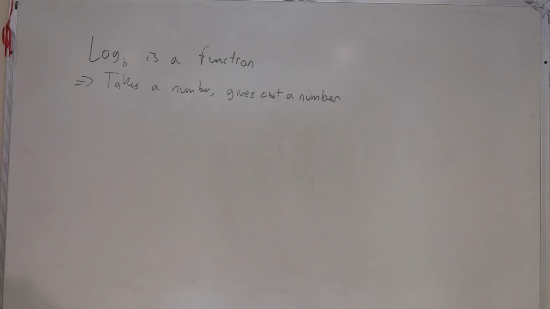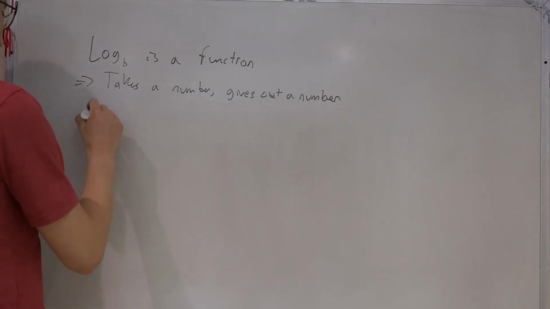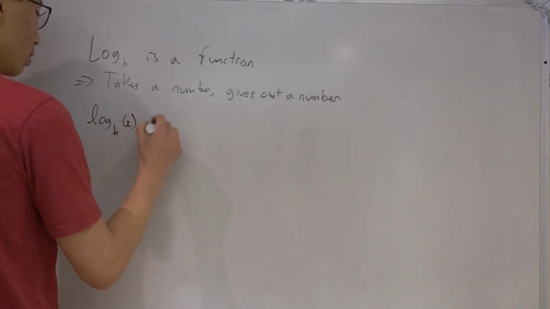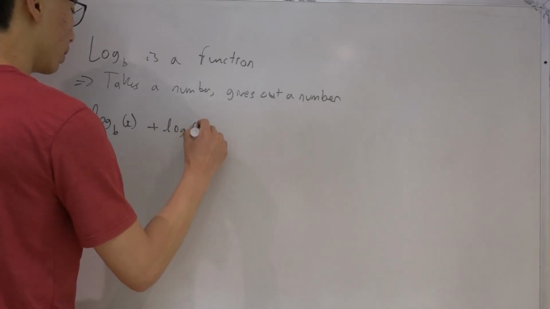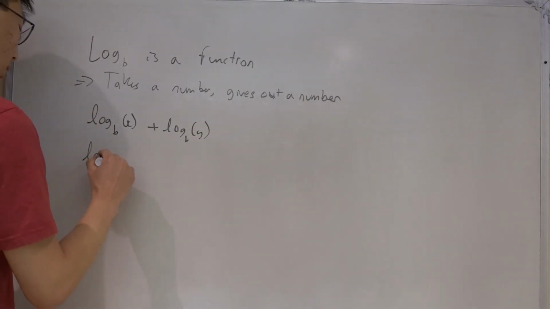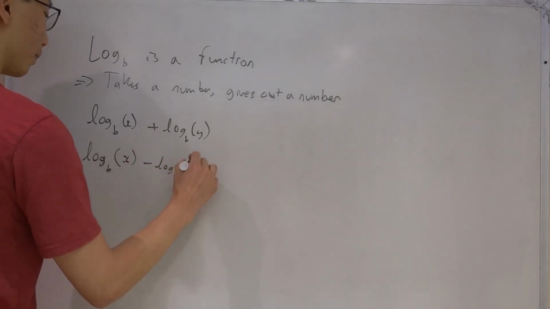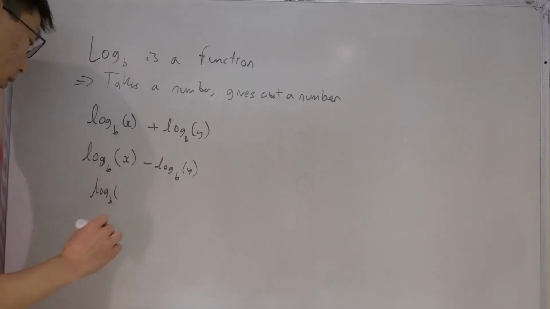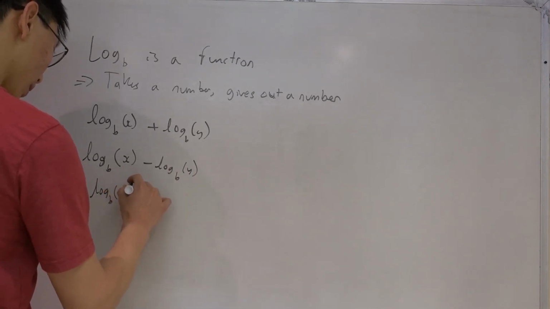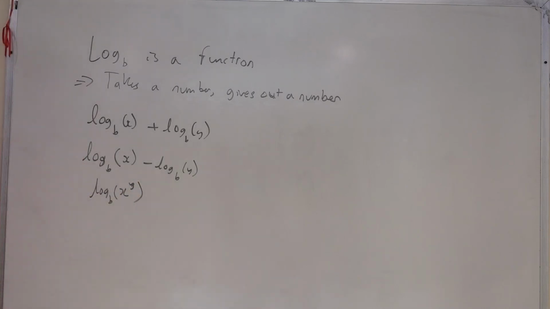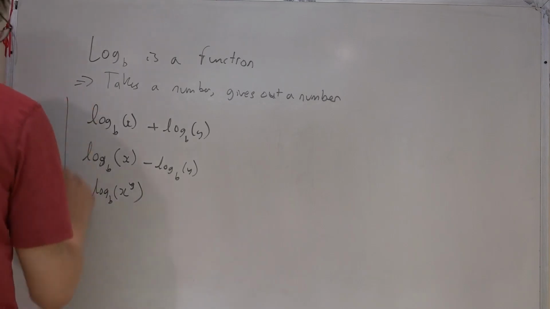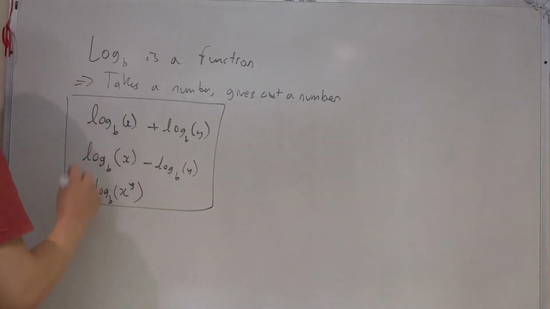So with that being said, we want to consider a couple of very simple questions. Namely, what happens when I do this? Log b x plus log b y, log b x minus log b y, log b x to the y. So these are just simple things that will help us evaluate logarithms a little better. Right? These are known as the logarithm rules, or log laws.